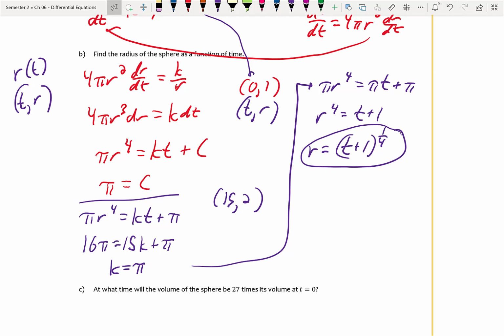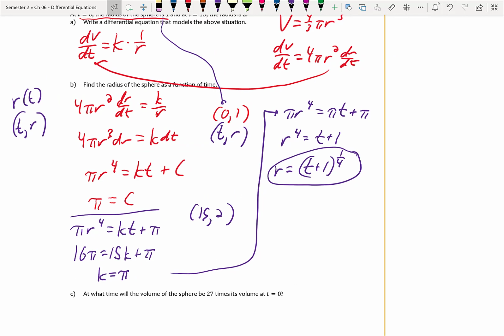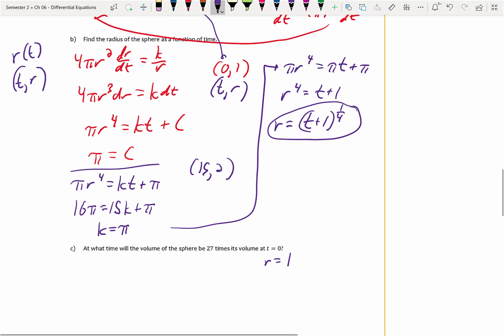At what time will the volume of the sphere be 27 times its volume at t equals 0? There's a hard way and an easy way to do that. If the volume of the sphere is 27 times its volume at t equals 0, remember, at t equals 0, radius was 1. What do I want the radius to be if its volume is 27 times? What would the radius be? It would be 3. Sammy, why?